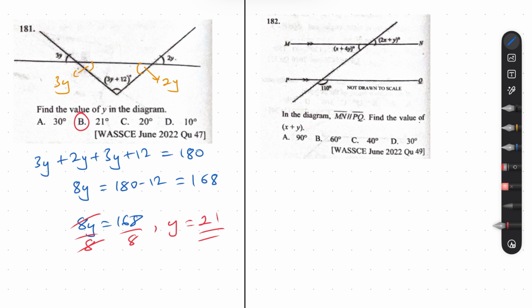The question says, in the diagram, N is parallel to PQ. Find the value of x plus y. So we just need to find x and y, then we add them together. Now, you can see that these two angles are vertically opposite. That means they are equal to each other.